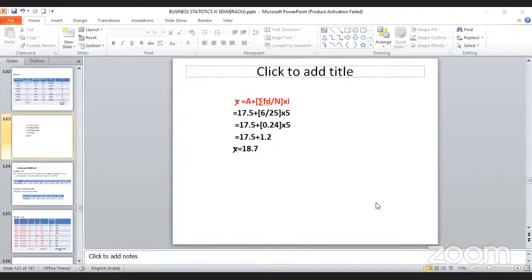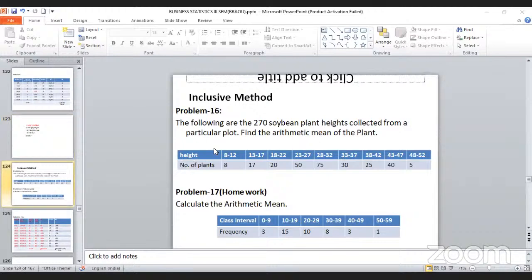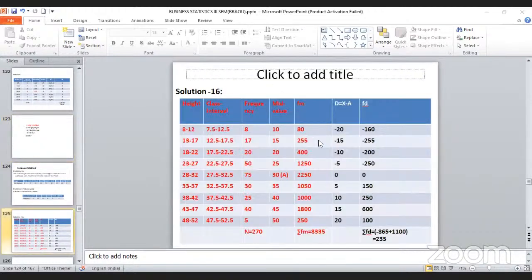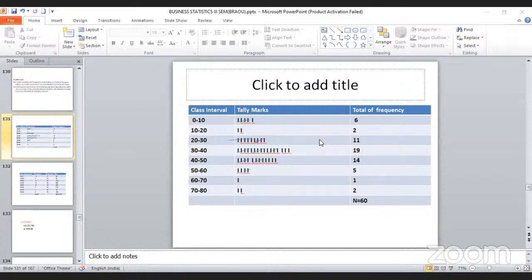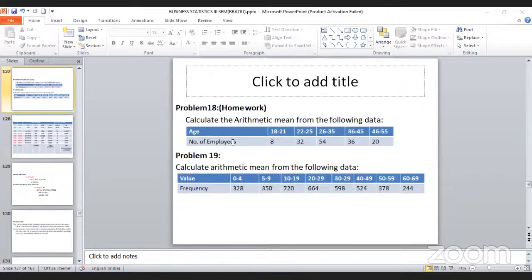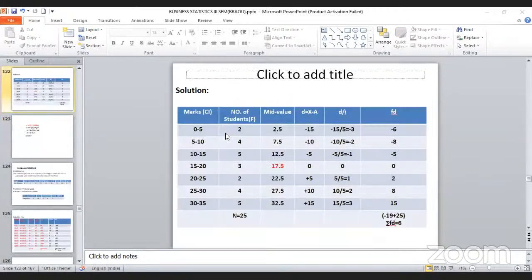Understood? It's clear? Yes, ma'am. So in the next class, tomorrow, we'll be going with the inclusive series. You have more problems to do. Now understood? So in the next class, we'll meet.